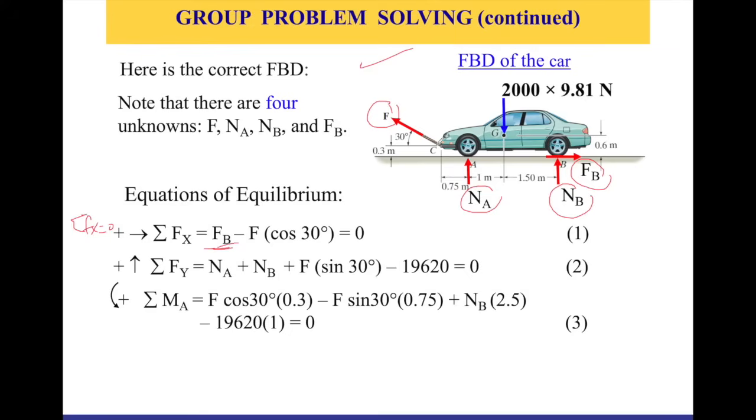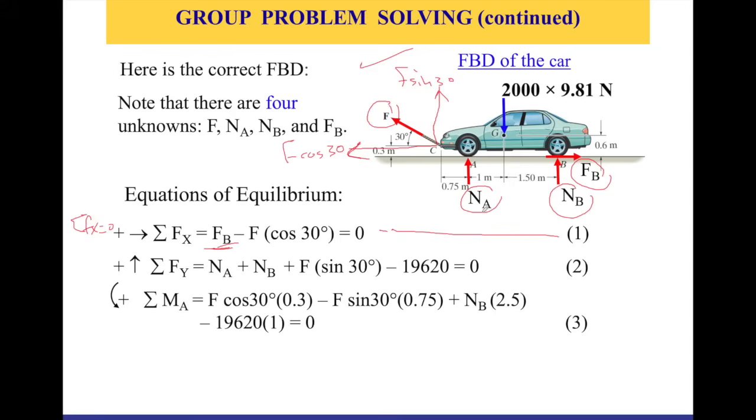F, I can resolve it into 2 components. I will have here the x component, F cosine 30, and the y component is going to be F sine 30. So the force on the negative x-axis is F cosine 30, and that's your first equation that we were able to construct.